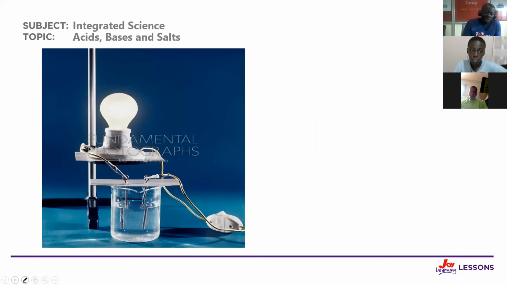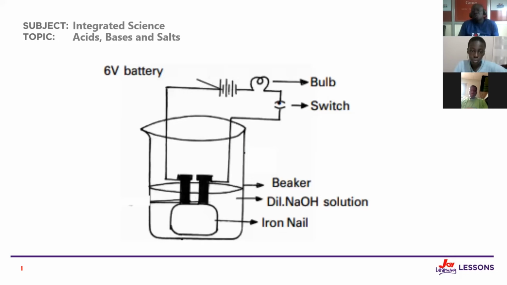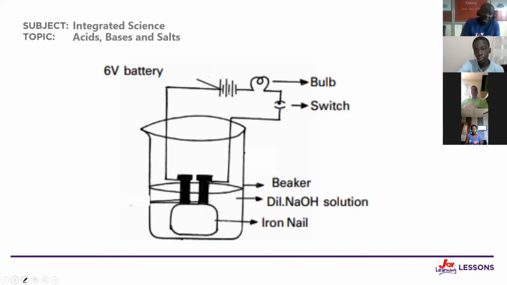So if they ask you to describe an experiment to show that bases are good conductors of electricity, this is the experiment you will need to explain. You only need a bulb, a switch, conducting wires, and then you need a soluble base poured into a beaker. You can connect the two ends of the connecting wires and drop them in the base. When you turn the switch on, the bulb will light, showing that the base is a conductor of electricity in the aqueous form.